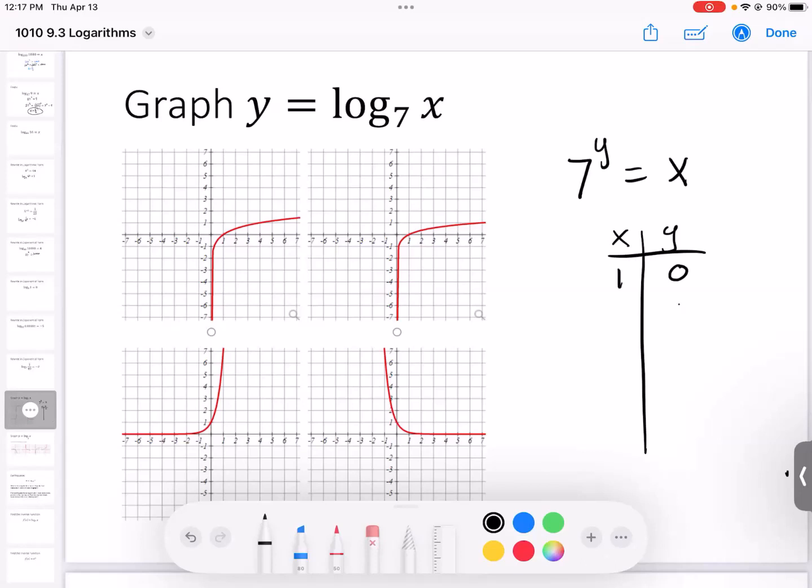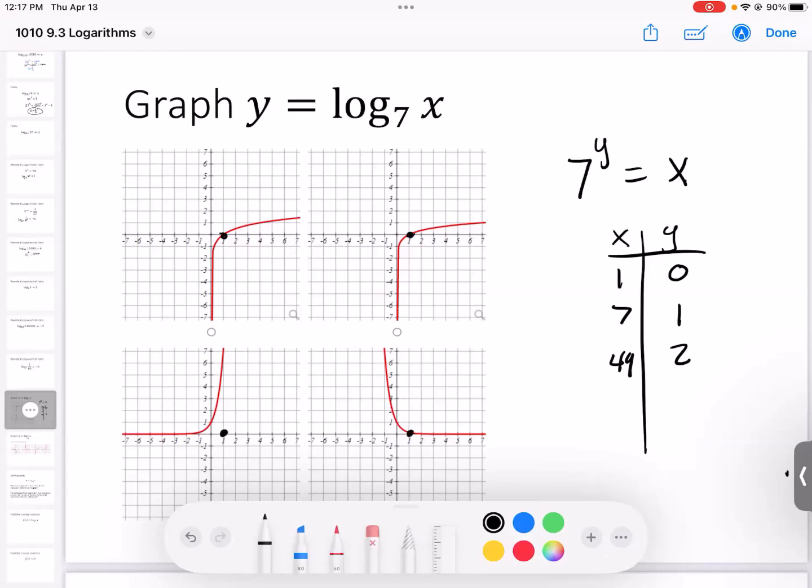If Y was 1, what would X need to be? 7. If Y was 2, what would X need to be? 49. And that's not going to be on my graph, but it will give me a good idea of where my graph should go. So if X is 1, then Y is 0.